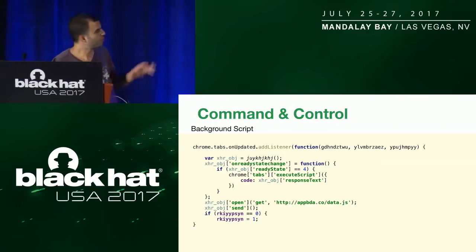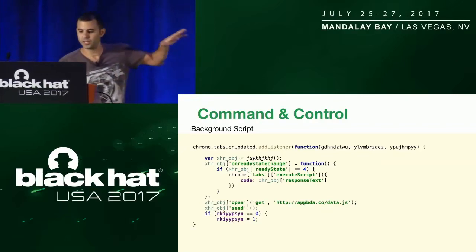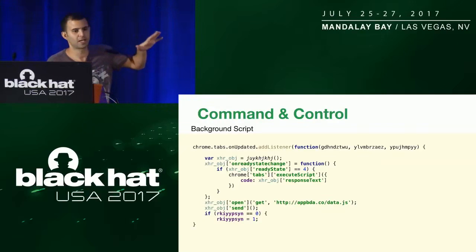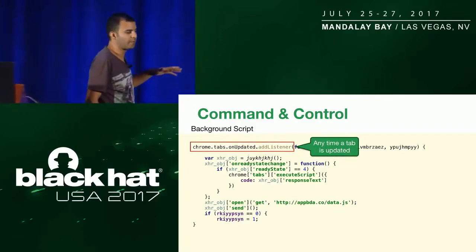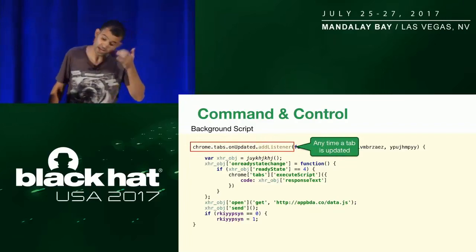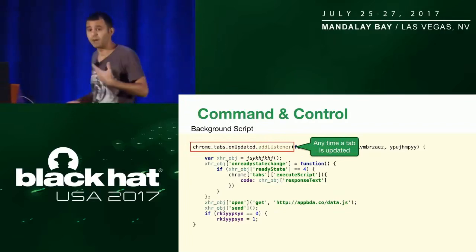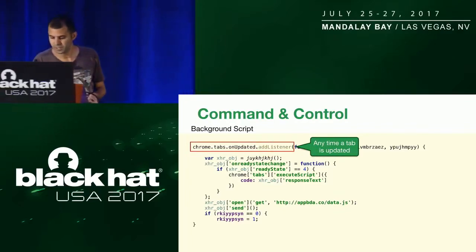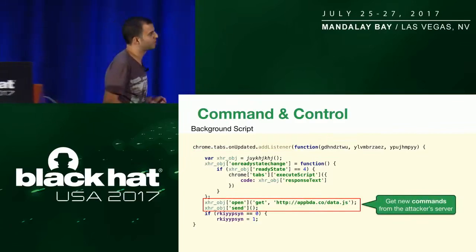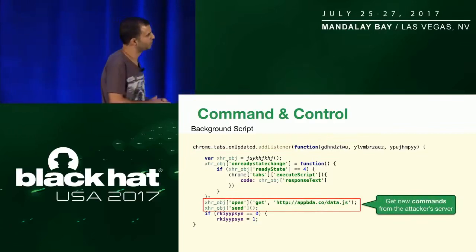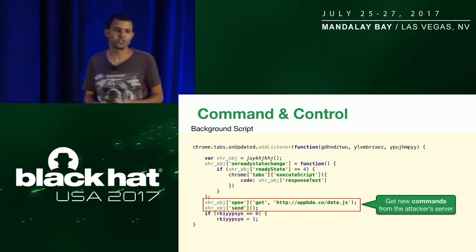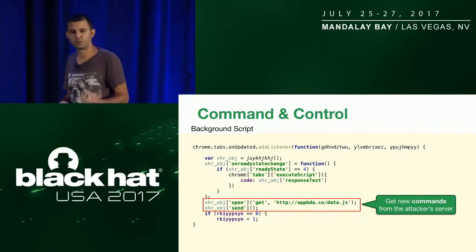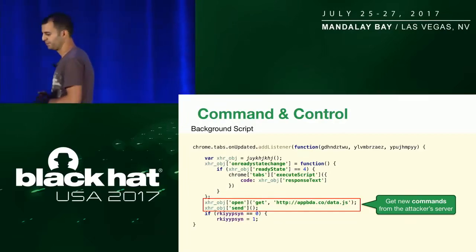What we see here, this background script, is actually the command and control system of the attacker. I'll explain. Let's see what it does. First, it adds a listener that is triggered every time a tab is updated, on any change on any tab. Then it goes to a server belonging to the attacker, this is what you see here, and gets a file called data.js, which is the commands file to this bot from the attacker server.